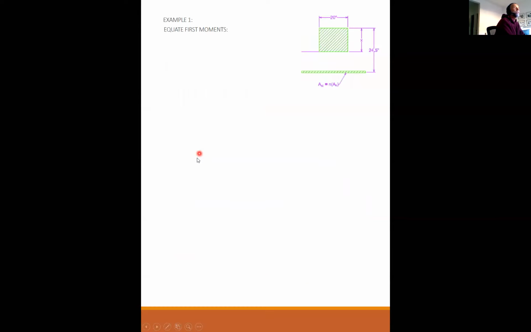Equate the first moments. I have bx squared over 2, 20 inches times x squared over 2, is equal to, so the compression area times x over 2 is equal to the transformed area of steel, times 24.5 minus x, which is here. 38.11 times 24.5 minus x. And I solve for x. And I solve the quadratic. I get 7.94 inches.